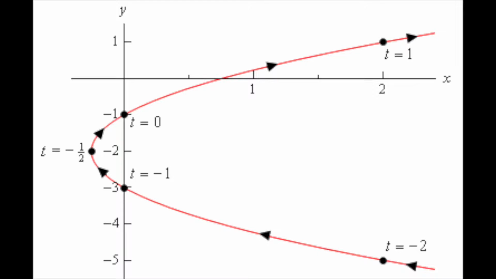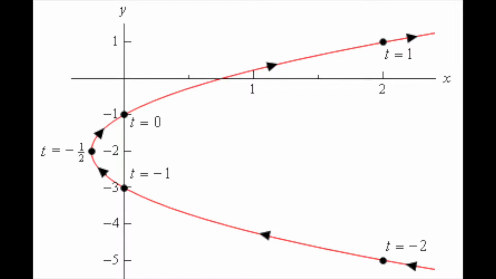As t varies, the point (f of t, g of t) varies and traces out a curve C, which we call a parametric curve. The parameter t does not necessarily represent time, and in fact, we could use a letter other than t for the parameter. But in many applications of parametric curves, t does denote time, and therefore we can interpret (x, y) equals (f of t, g of t) as the position of a particle at time t.